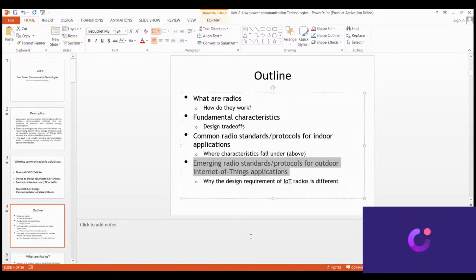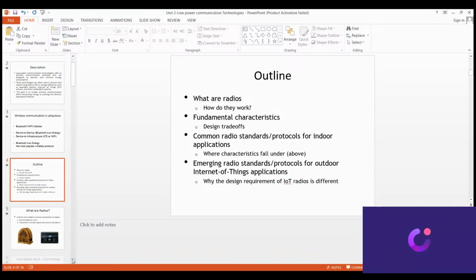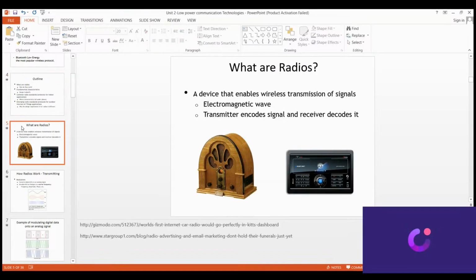So then you also look at why the design requirement of IoT radio is different. Okay, so this is what we are going to look at. With that said, let's move straight to here.